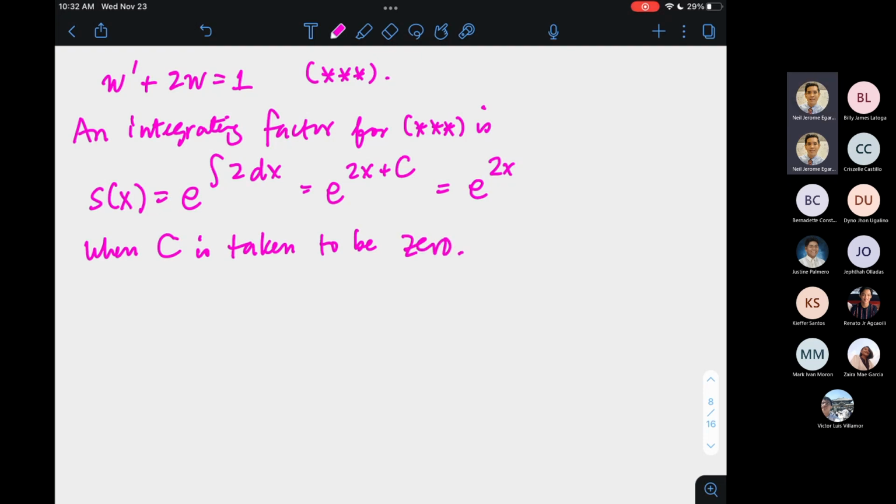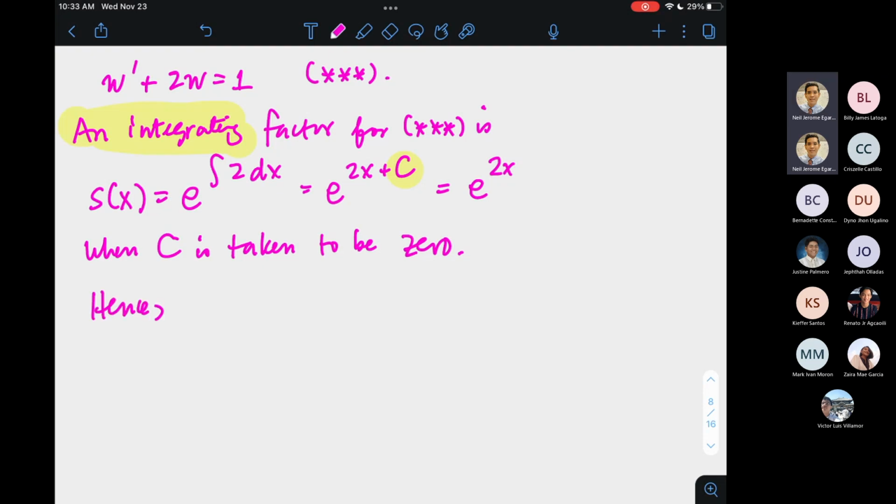We can do this because we're just looking for an integrating factor. Kailangan ko lang ng isang specific integrating factor, kaya free tayo na pumili ng capital C. For simplicity, again, I'm picking C to be the constant 0. Pero in some cases, you can choose any constant C there. All right? All right, so that's our integrating factor. So I'll multiply both sides of double star by the integrating factor.